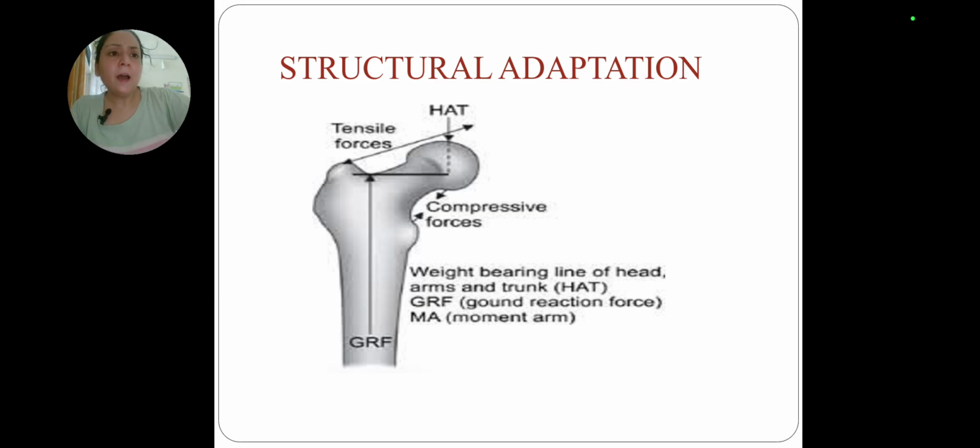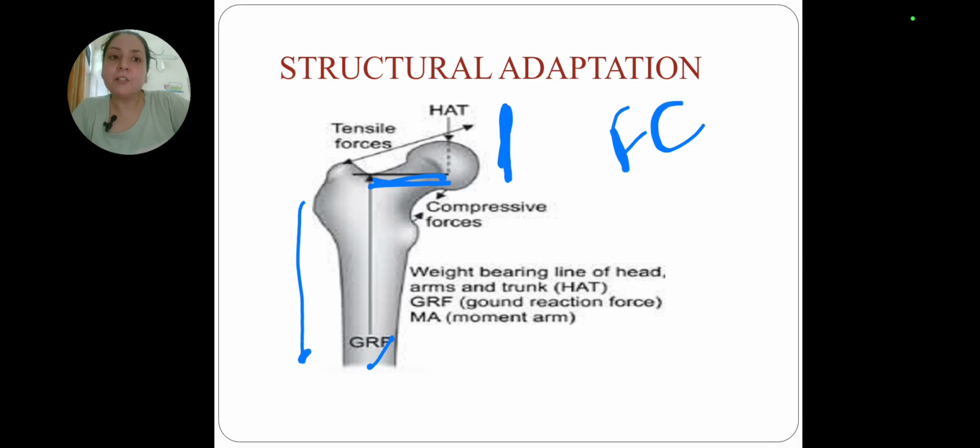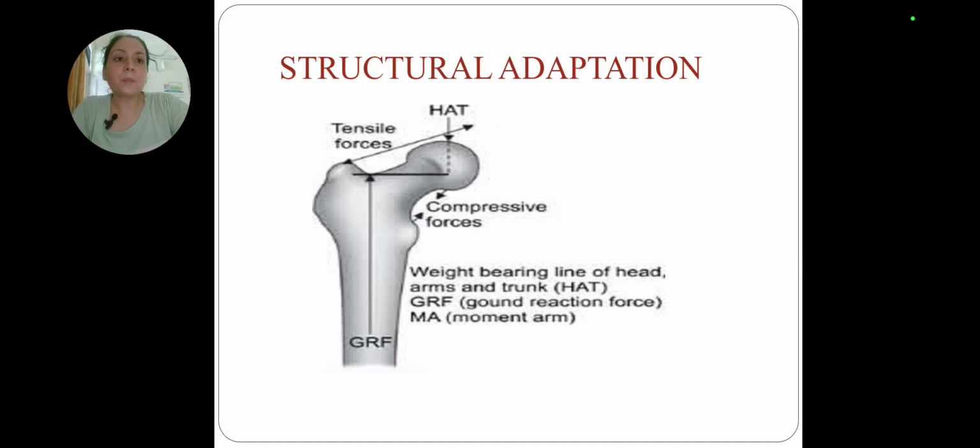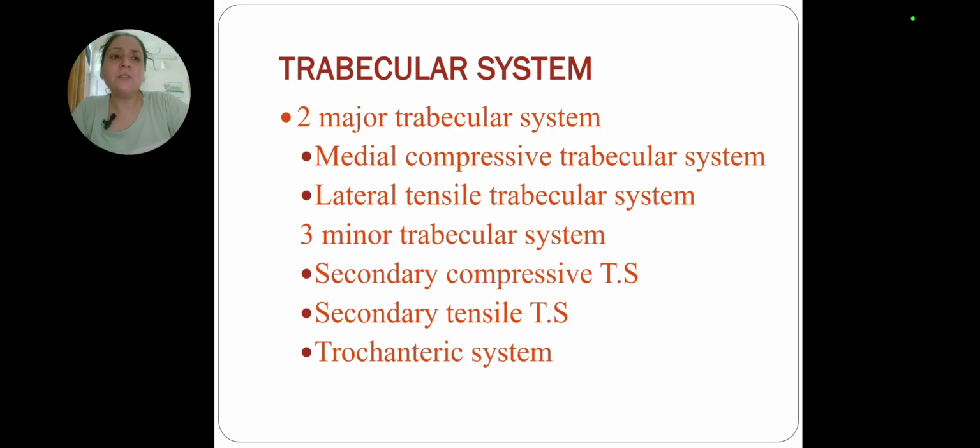If you can see, this is the weight. The weight is acting over here, the ground reaction force is acting somewhere here. So you can see this is a perpendicular distance between the two. The weight as well as the ground reaction force are becoming a force couple. So it is causing compressional forces on the medial side, and tensile forces are taking place on the lateral side. That is, this is acting as a force couple, causing medially compressional forces and laterally tensile forces. So this is the adaptation which we see.